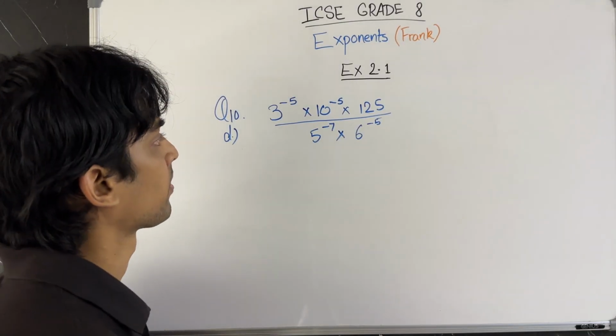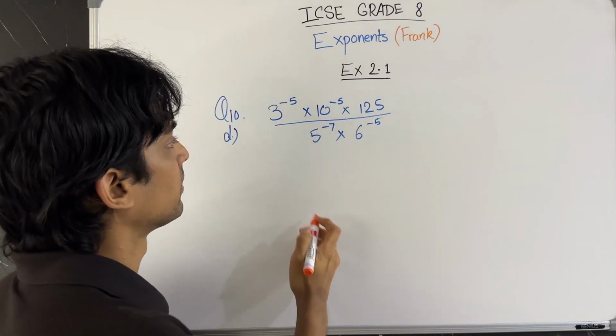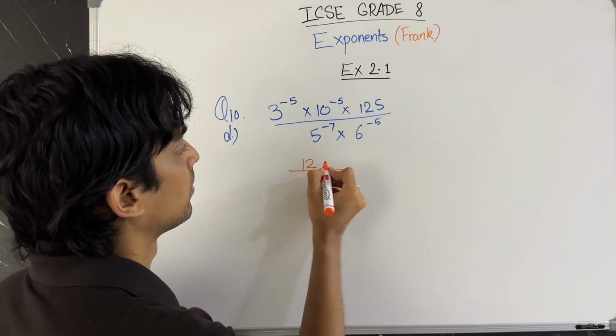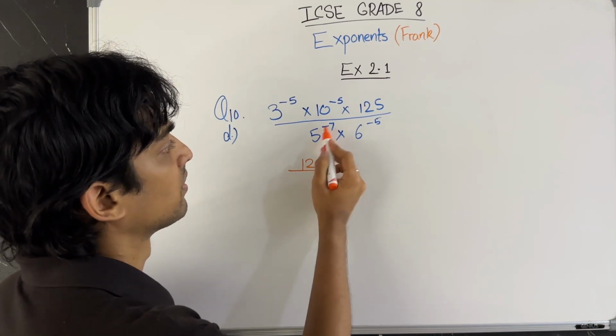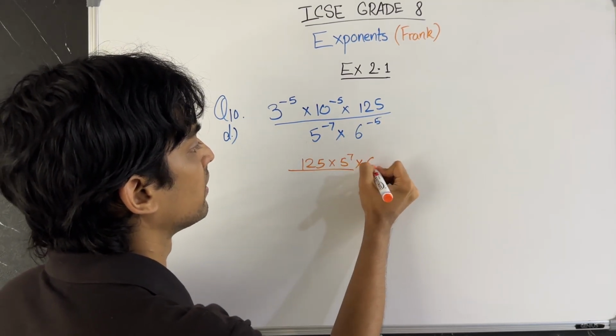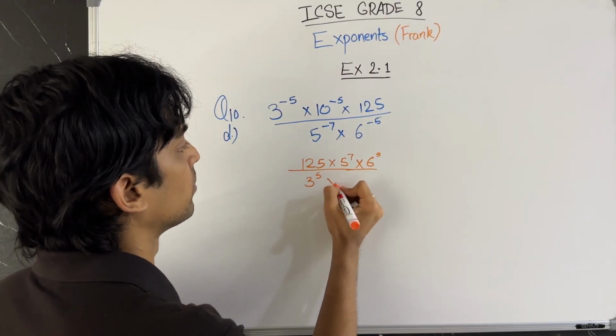Question 10D. So we see all the negative powers here. First we'll convert that into positive. So we'll get 125 at the top. This is negative, so it goes up. 5 raised to 7 into 6 raised to 5. And this will come down: 3 raised to 5 into 10 raised to 5.